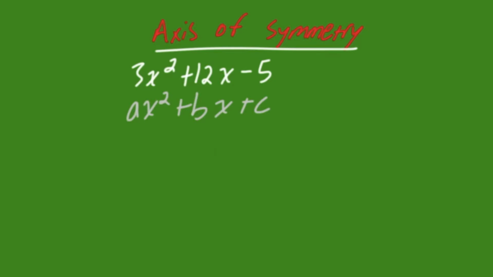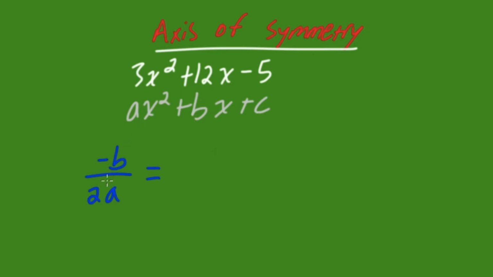To find the axis of symmetry, we use a formula. That formula is negative b over 2a. So this formula consists of b and a, so we have to know the standard form of a quadratic so we can find out what our b and what our a is in this quadratic. So if we look up here, our 12 is our b, our 3 is our a.